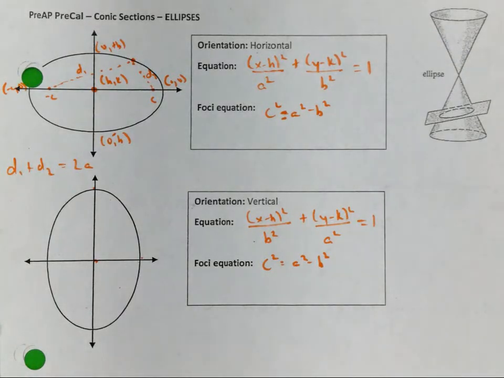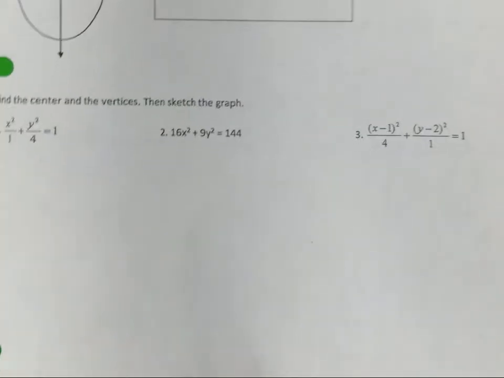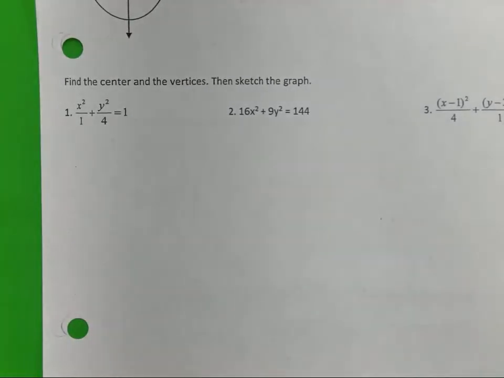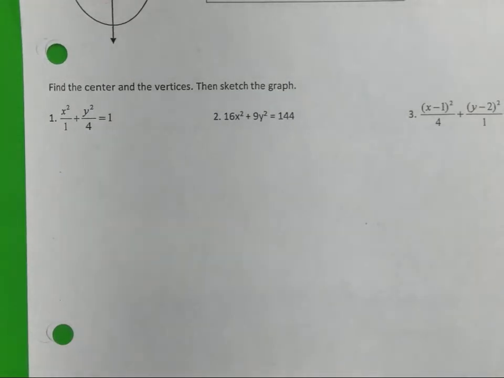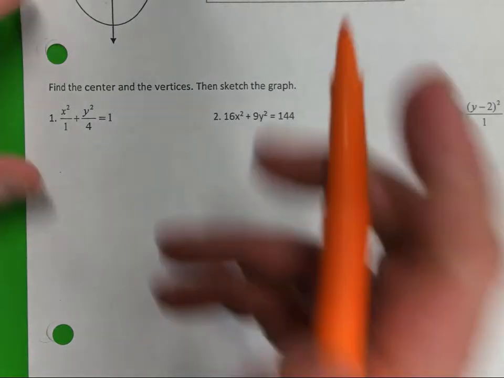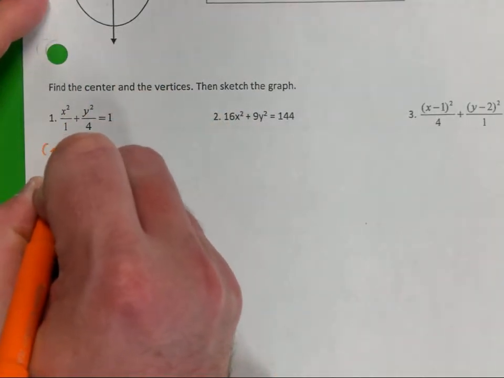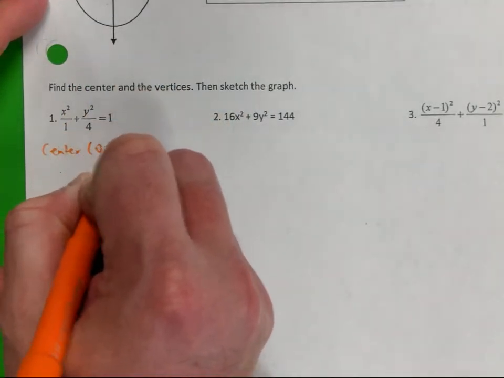Alright. So let's look at number 1. We want to find the center and the vertices. That means 4 of them. And then sketch the graph, okay? So number 1. Is it in standard form? Is there a plus, and is it equal to 1? Yes. Okay? So what's my center for this? 0, 0. Okay?